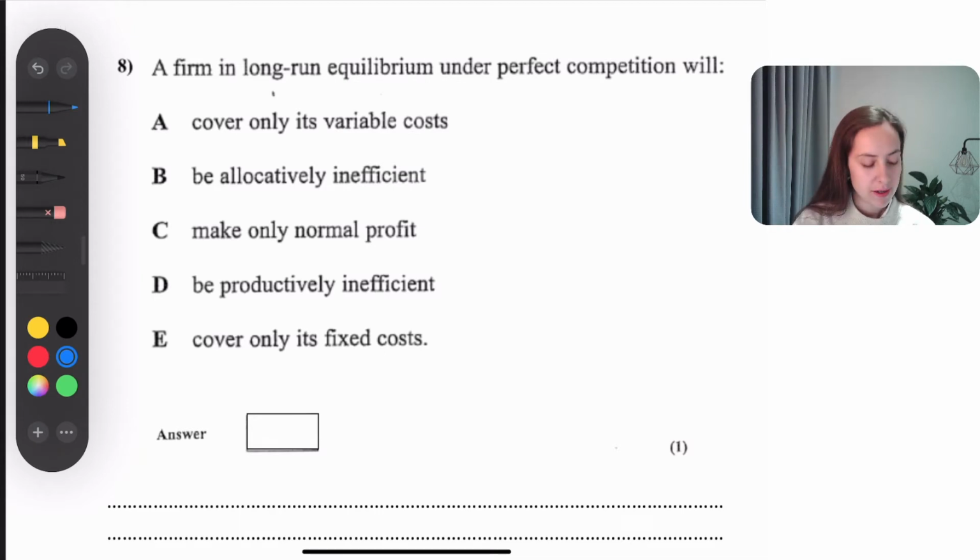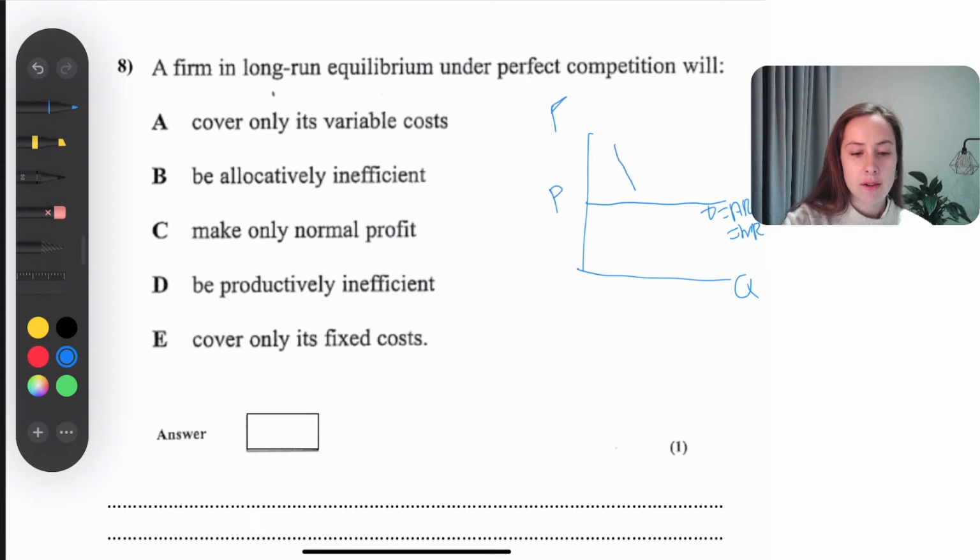Okay, long run perfect competition. I'm just going to draw it just so you guys remember. You're going to end up with a demand curve that's equal to your AR and your MR, and that's going to be equal to your price. And you're going to have a situation where you're only going to make normal profits. Normal profits are made when you're charging the same price as your costs. And the only way for that to happen is if your average cost is on the demand line. So demand line is equal to price.